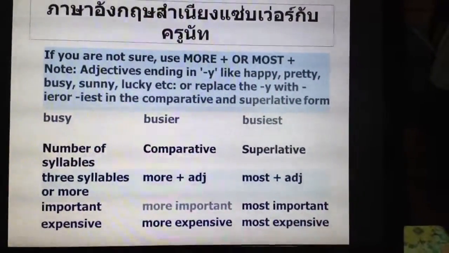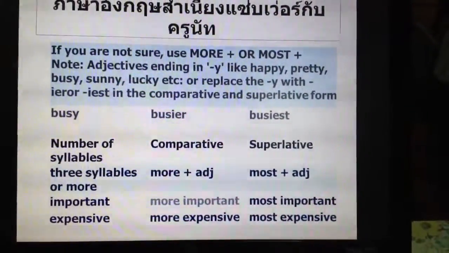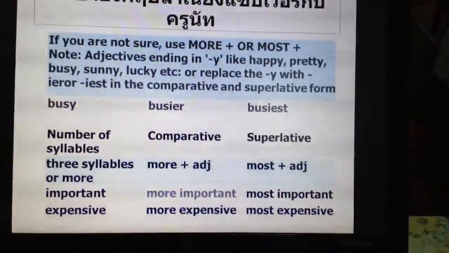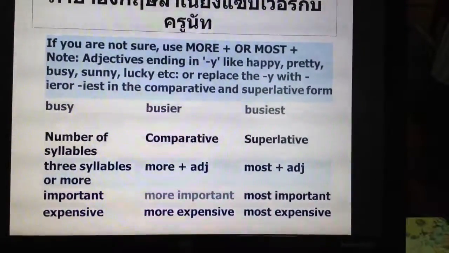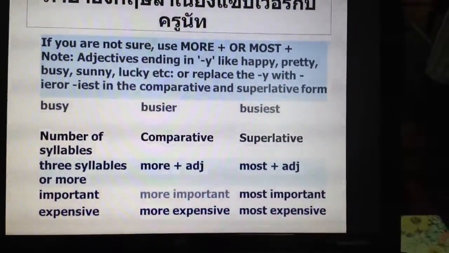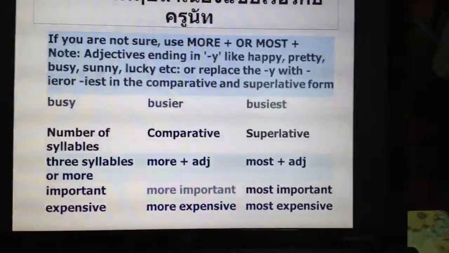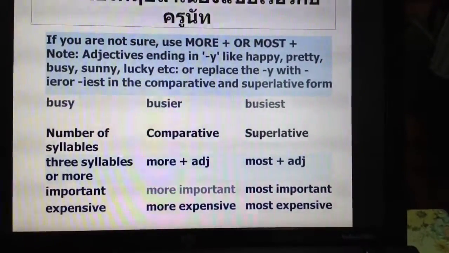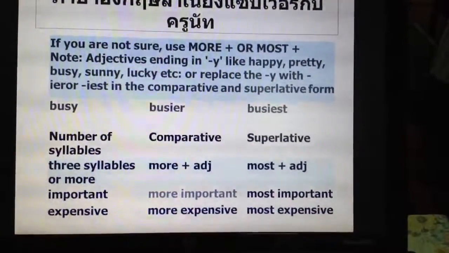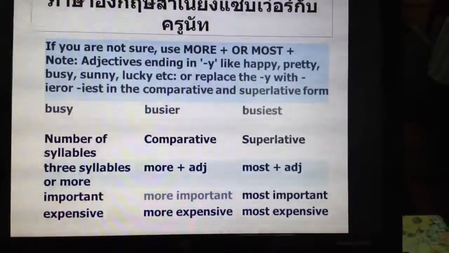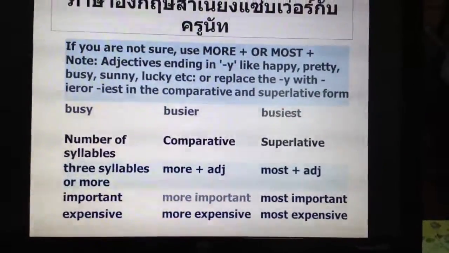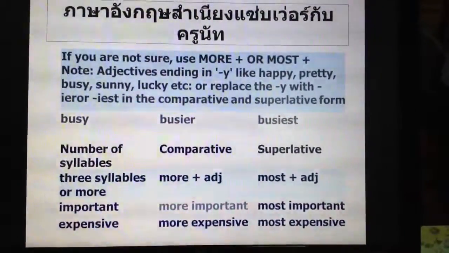If you're not sure, use more or most. Note: adjectives ending in -y like happy, pretty, busy, sunny, lucky, replace the y with -ier or -iest in the comparative and superlative form. For example, busy, busier, busiest. Number of syllables, like three syllables or more. For example, important, more important, most important, expensive, more expensive, most expensive.